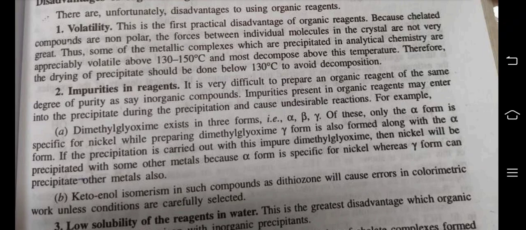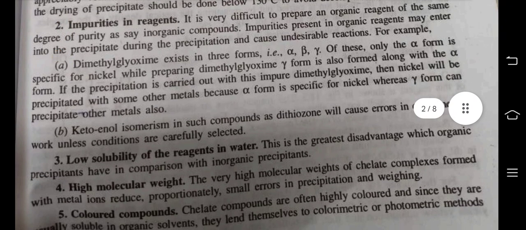It is very difficult to prepare an organic reagent of the same degree of purity as, say, inorganic compounds. Impurities present in organic reagents may enter into the precipitate during the precipitation and cause undesirable reactions. For example, dimethylglyoxime exists in three forms: alpha, beta, and gamma. Of these, only the alpha form is specific for nickel. While preparing dimethylglyoxime, gamma form is also formed along with the alpha form. If the precipitation is carried out with this impure dimethylglyoxime, then nickel will be precipitated with some other metals because alpha form is specific for nickel, whereas gamma form can precipitate other metals also.